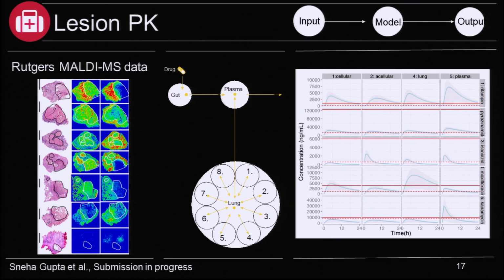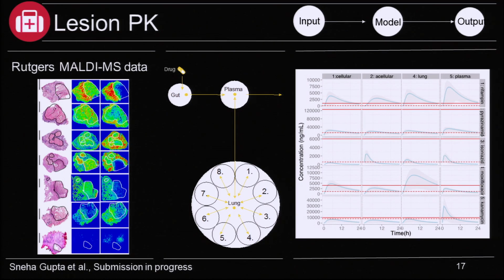So Sneha Gupta from our lab has expanded on this model. Using MALDI MS data from the Rutgers lab, they looked at 5 drug concentrations within specific lesions. There were 8 lesions classified in total, including things such as cavity, caseum from granuloma, and necrotic nodules. She was able to model this data, looking at rates of penetration into these specific lesions and also the ratio at which they penetrate.